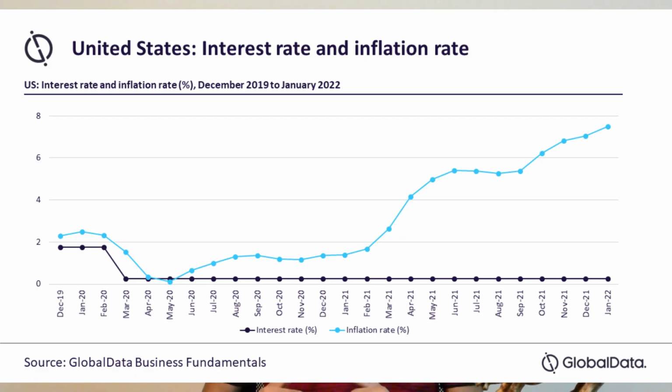In one place we have the US economy, which is growing somewhere around 1.5 to 2%, and the inflation rate is close to around 7.5 to 8%.